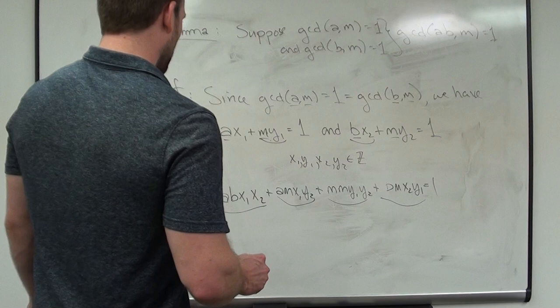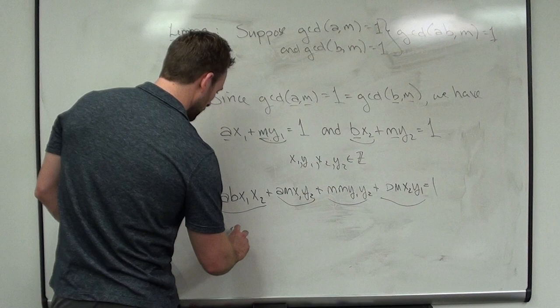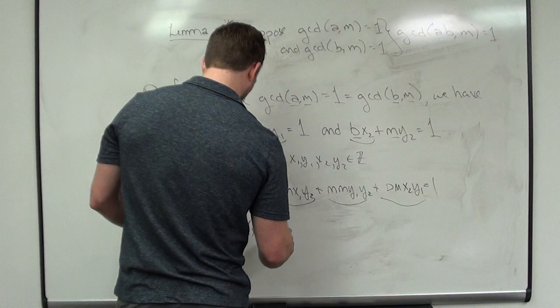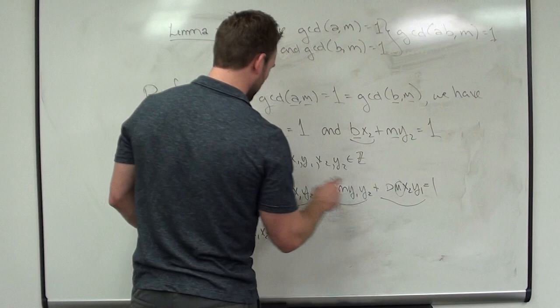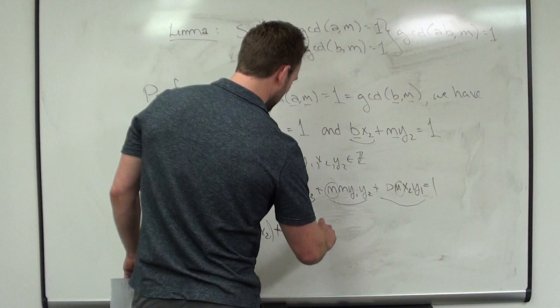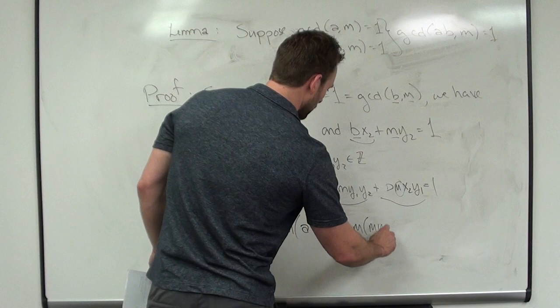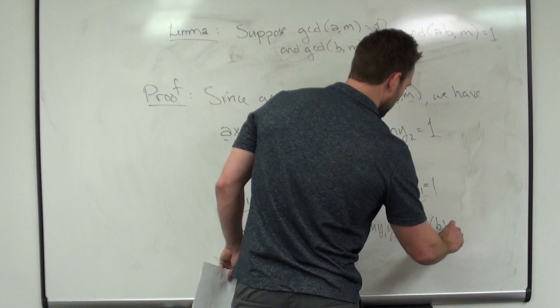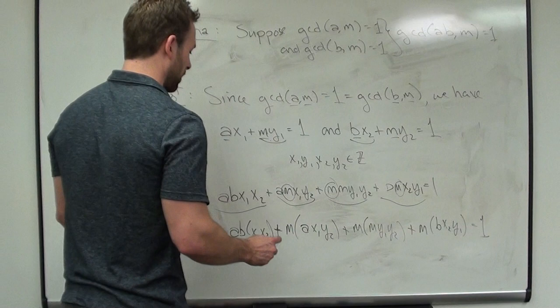And then looking at all this down here, we have a linear combination. That's AB x1 x2, plus a common factor of M among these three. Factor that out, M, and I'm left with A x1 y2 plus M y1 y2 plus B x2 y1 equal to 1, right? So factor out that common factor. I'll come back and make sure you guys can see this, but I'm sure you're fine with it.